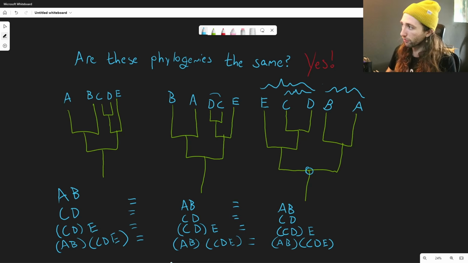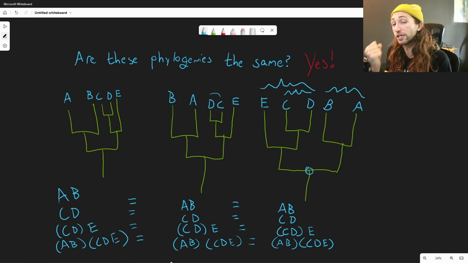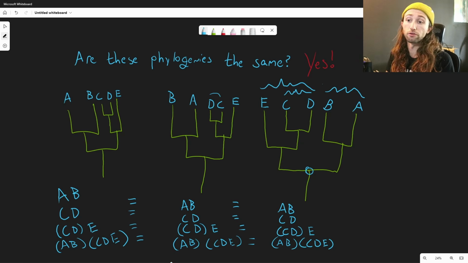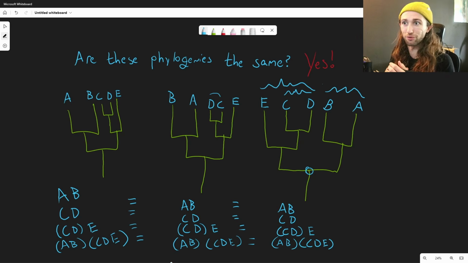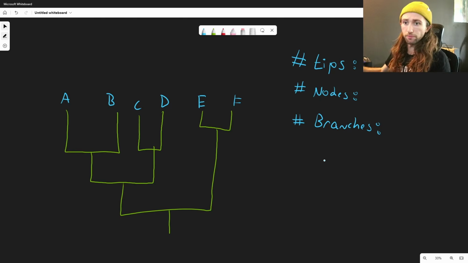In all three of these phylogenies, A is most closely related to B, C is most closely related to D, the clade containing C and D is most closely related to E, and the clade containing A and B is most closely related to the clade containing C, D, and E. Cool. Next question. Okay, next question.